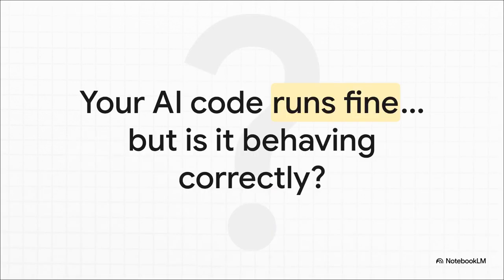You know, if you're an AI developer, you have definitely been here, right? You spend hours, maybe even days building your app. You hit run, and boom, no errors, no crashes, it feels like a success. But then, you start to notice something's a little off. The model isn't quite doing what you told it to. The code runs fine, technically speaking, but it's just not behaving the way it's supposed to.